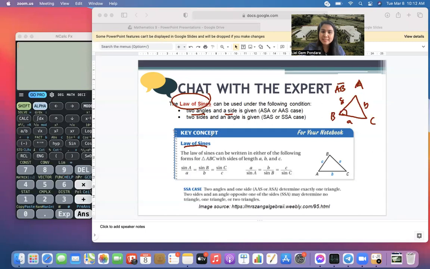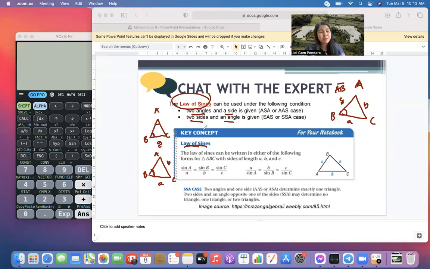Now, we use the law of sines if two angles and a side are given. For example, angle A and angle B are given, and side a is also given. Two angles and one side. So we use the law of sines. Or another, if we have two sides and an angle. For example, side a and side b are both given, and angle B is also given. Therefore, we use the law of sines.